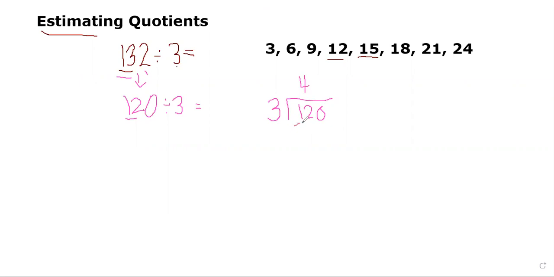Okay, so that subtracts your 12, because 3 times 4 is 12. Then I'm going to subtract that, get 0. And then I just add my 0 over here for my place value. So this tells me that 132 divided by 3 is about 40. Okay, so it's close to it, but it's not exactly 40.